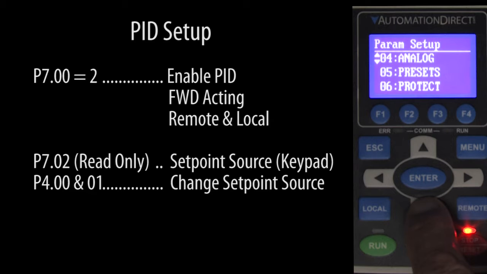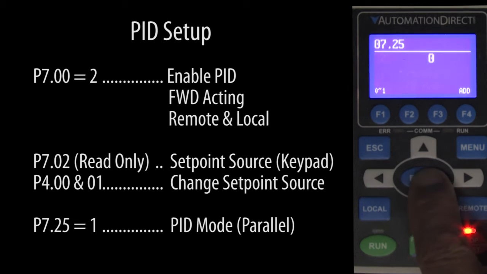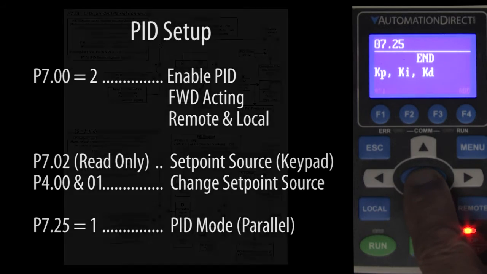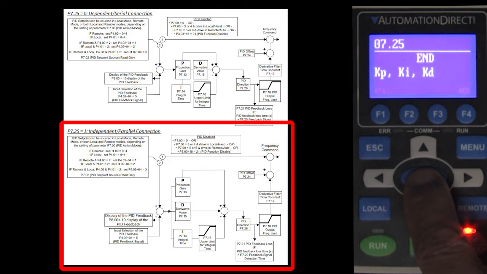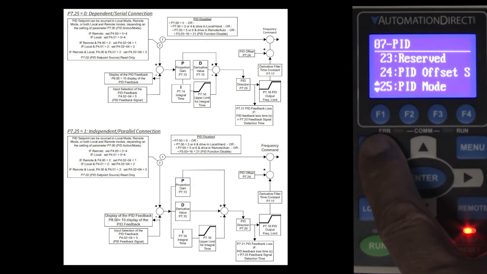Now that PID is enabled, forward acting is specified, and the set point source is set up, we can finally set up PID. To do that, go to parameter 725 and set it to a 1. That selects this PID mode, the independent or parallel PID mode. We'll explain the difference between these two diagrams in the loose ends video.